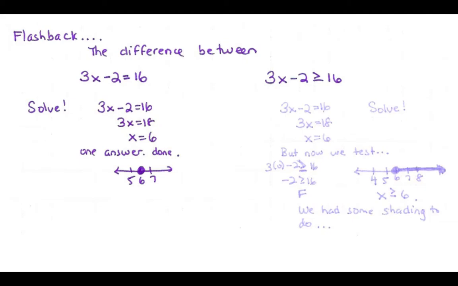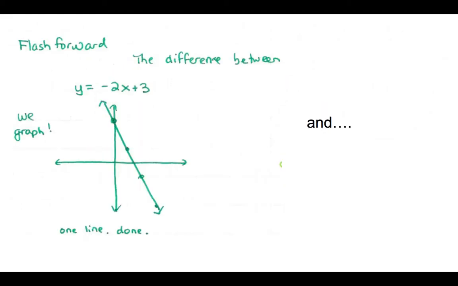So I still solve, just like before. Then I had to put some kind of circle based on my symbol. Then I had to test. Then I had to shade. I wonder if that would translate into two variables. Well, let's look at the difference between them.